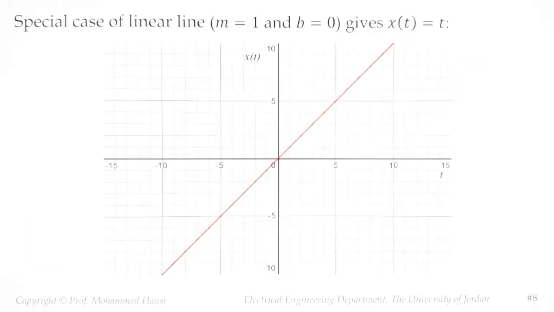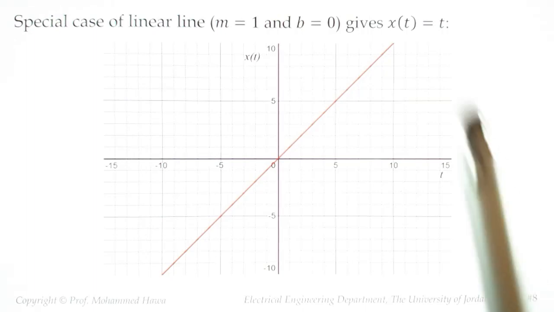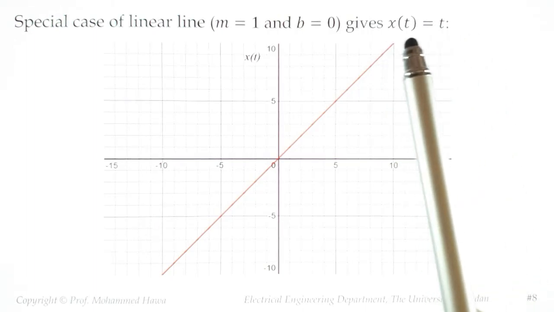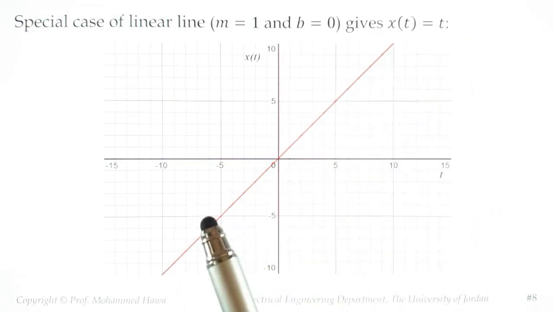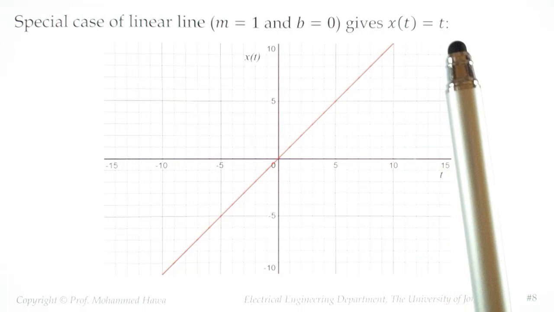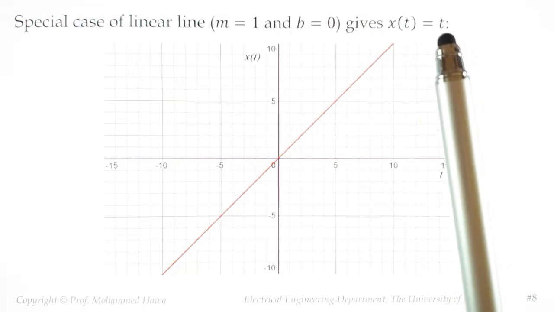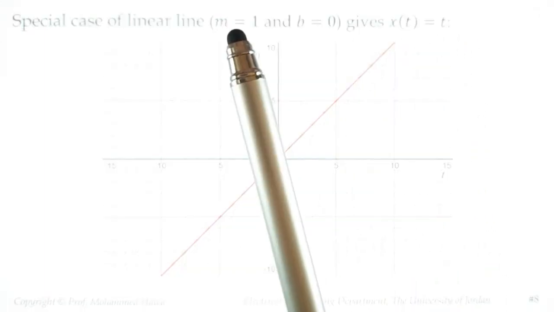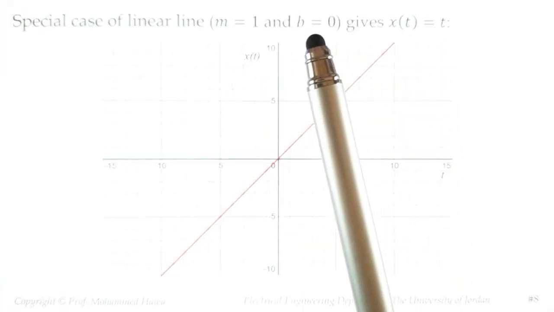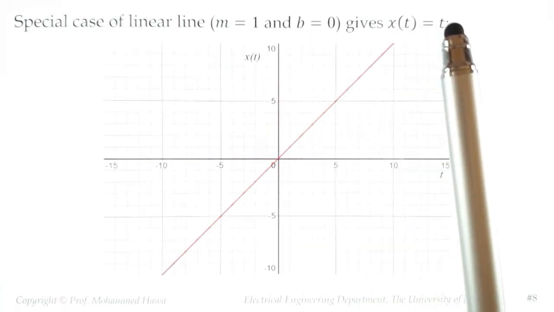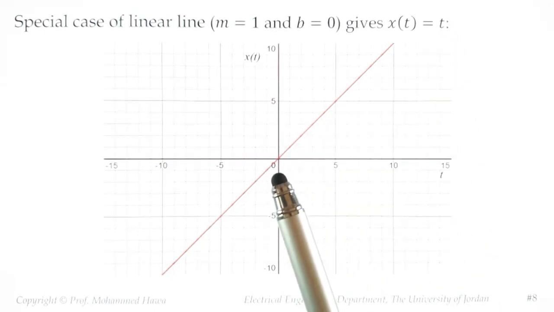With that knowledge, let's look at some special cases. A very interesting case is when x of t equal t. This is just a linear line. You should know that because x of t is equal to t has the same equation as the linear line. All I did is substitute the slope m equal 1. As you can see here, the slope is 1. And I added 0 for b. That's the y-intercept because the line crosses the vertical axis at the origin.